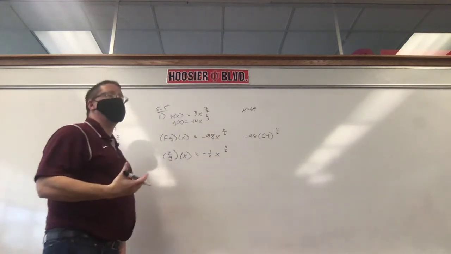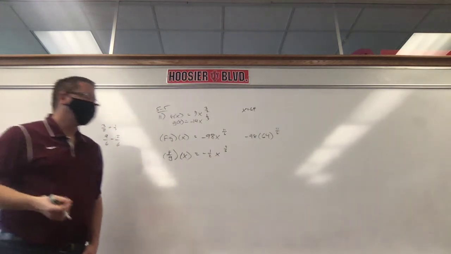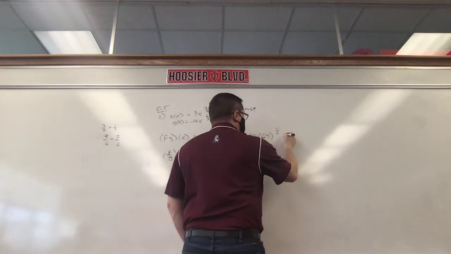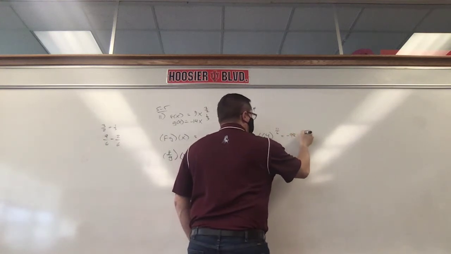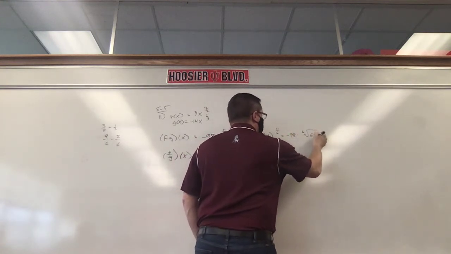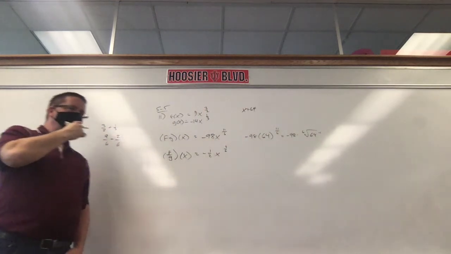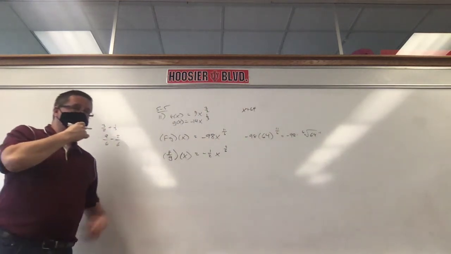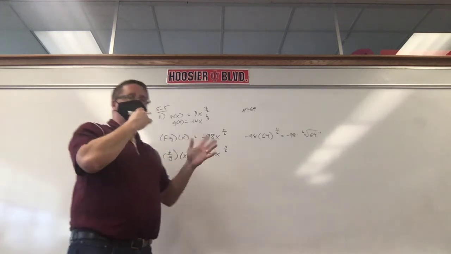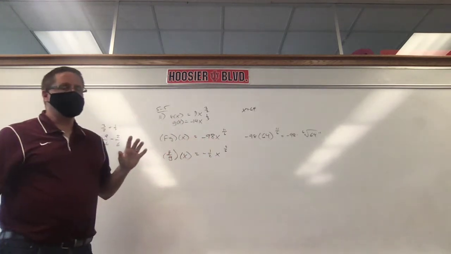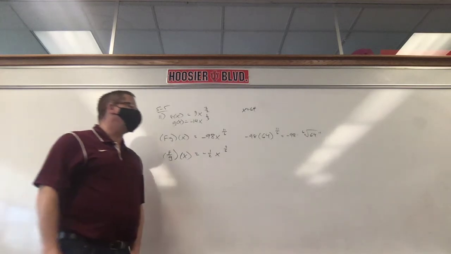Okay, I don't know what 64 to the 11/6 power is, but I can rewrite it as negative 98 times the 6th root of 64 to the 11th power. Now, I do not know what 64 to the 11th power is. I know what it means. I mean, 64 times 64 times 64 times 64. I'm not going to say it 11 times. Okay? That's a humongous number.